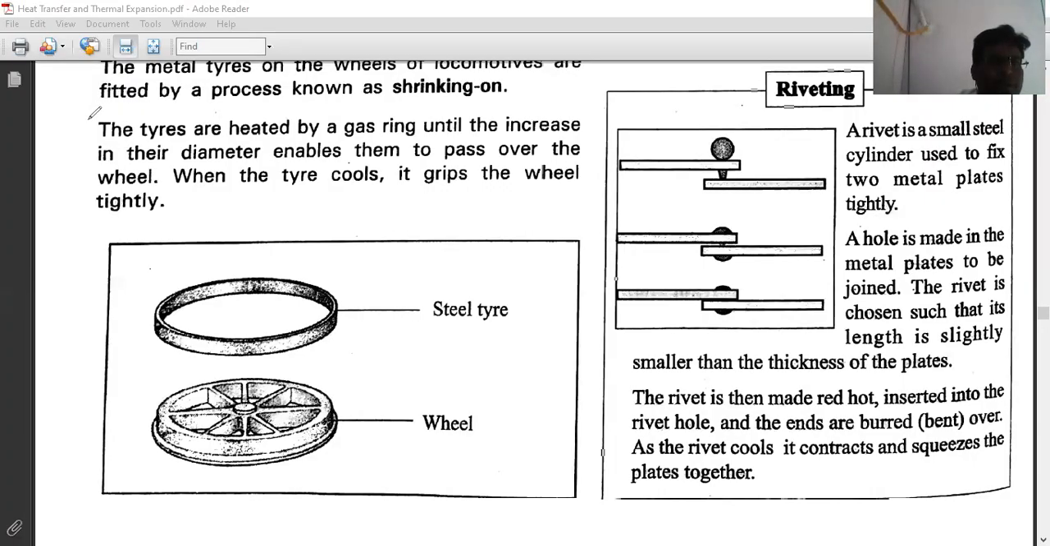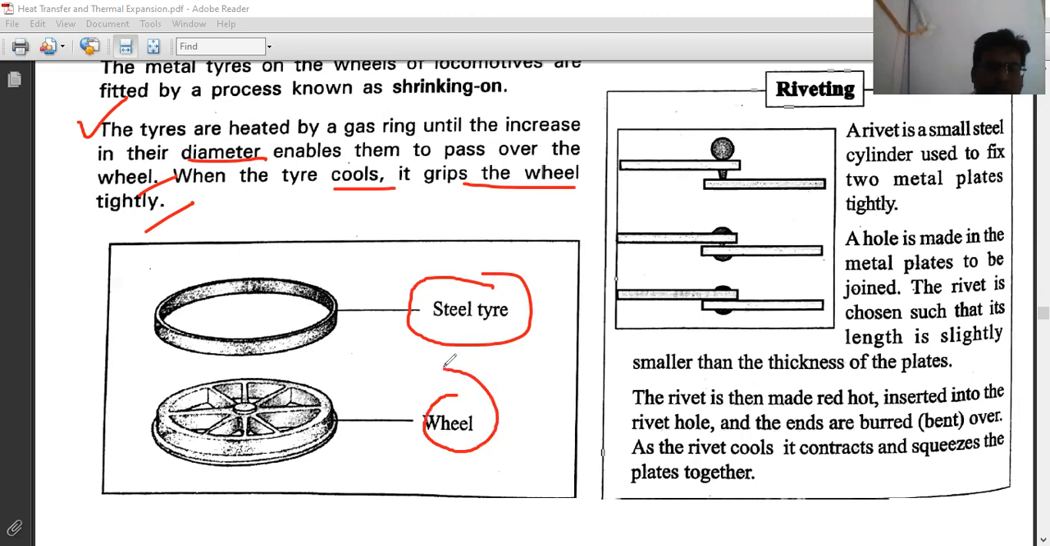Now look at the next point. Tires are heated by a gas ring until the increase in their diameter enables them to pass over the wheel. When the tire cools, it grips the wheel tightly. So this is your steel tire, right? And this is your wheel. So when we are putting this steel tire on the wheel, at that time it is heated, and when it is fitted here, it is allowed to cool so that it is fitted tightly.